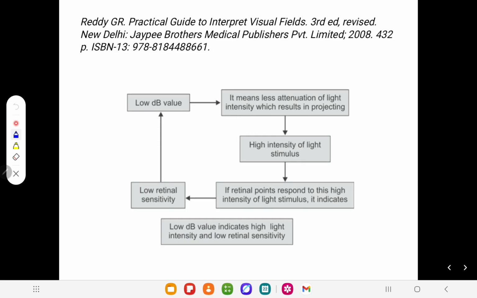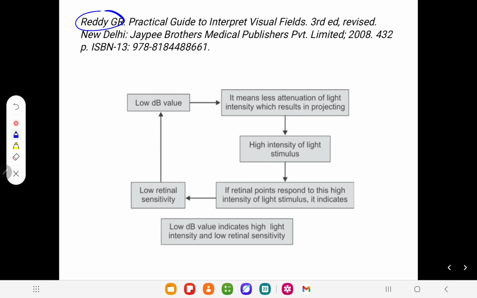So see, all these graphs I have taken from this book, G.R. Reddy's Practical Guide to Interpret Visual Field, 3rd edition. And let me tell you, just grab this book. This is the best book I have seen for the Humphrey. It's perfect. I recommend it highly. Just buy this book and read. So let me clear you from this graph.